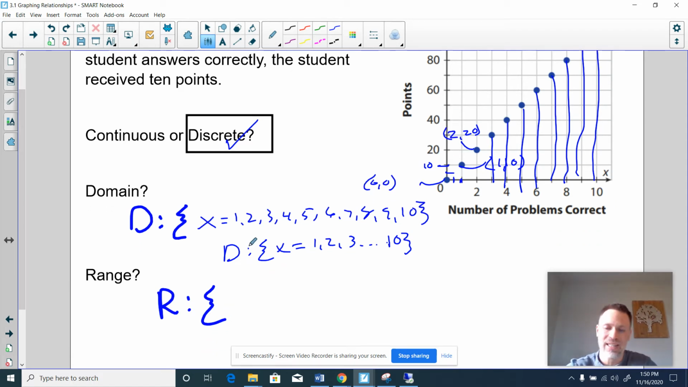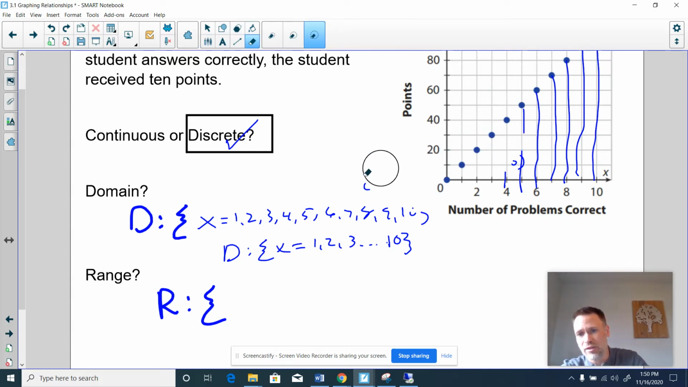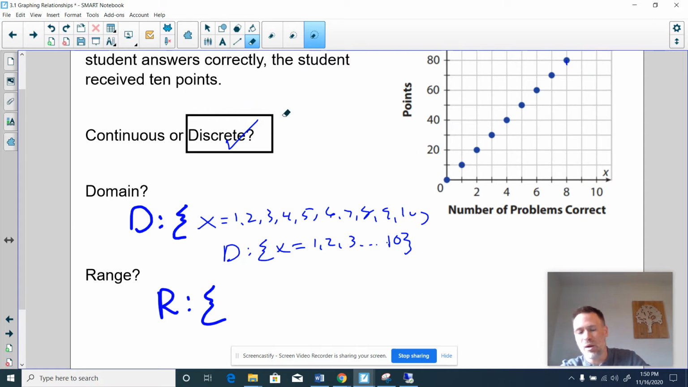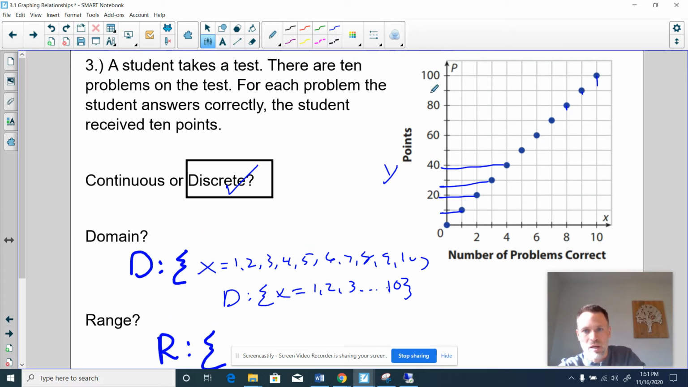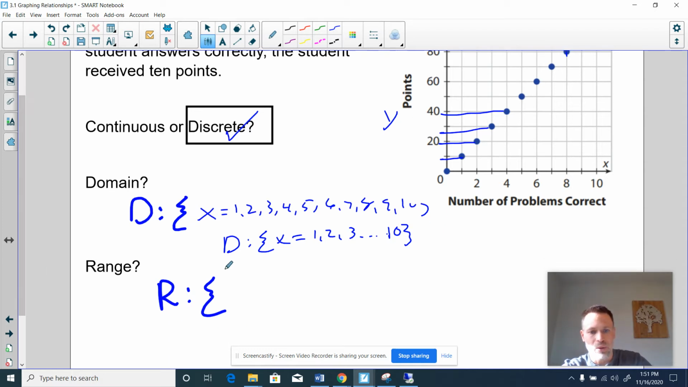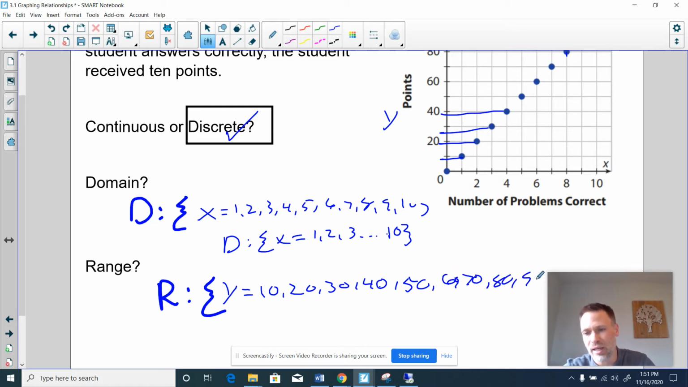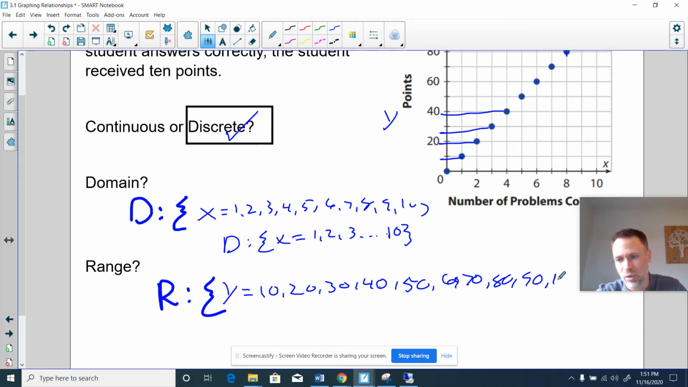Now, for the range, I use that same exact thought, but I got to think it's for the y, right? So let me erase this stuff here and think about what my range is going to be. Well, my range, again, is my y values here, and those values are going to be 10, 20, 30, 40, and you guessed it, it's going to be all the way up to 100, right? So again, I could do y equals now, and then 10, 20, 30, 40, 50, 60, 70, 80, 90, 100.